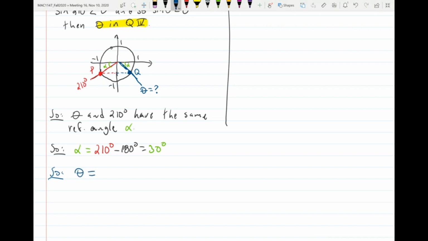So what's the relationship between theta and alpha in quadrant 4? Looking at the picture, if you add them, what do we get? We get 360 because that completes the full revolution. So this is going to be 360 minus alpha. So theta is 360 minus 30, and this is going to be 330 degrees.